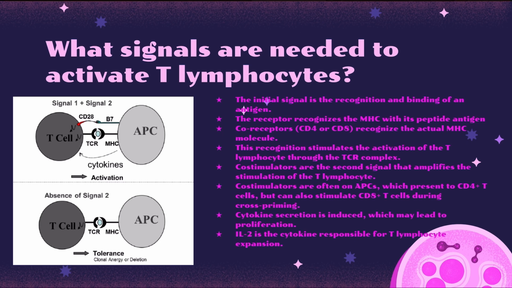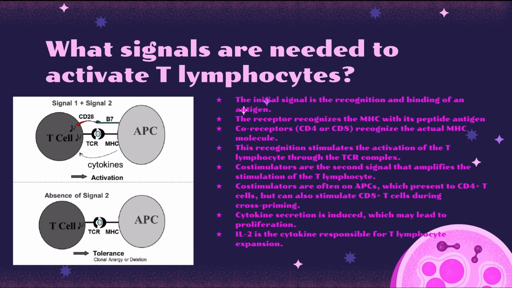What signals are needed to activate T lymphocytes? The initial signal is usually the recognition and binding of an antigen. The receptor recognizes the MHC with its peptide antigen, while the co-receptors CD4 or CD8 recognize the actual MHC molecule. This helps stimulate the activation of the T lymphocyte through the TCR complex.